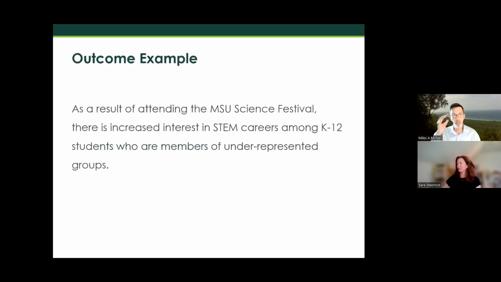So here's an outcome example, and it's going to look suspiciously like our goal. As a result of attending the MSU Science Festival, there is increased interest in STEM careers among K-12 students who are members of underrepresented groups. So outcomes often look like goal statements.